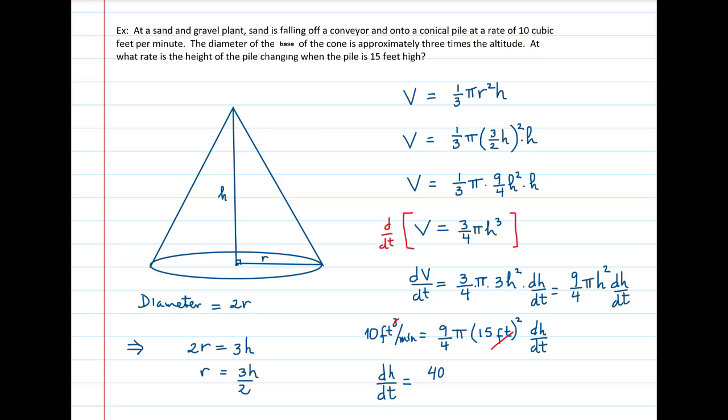that's how the feet squared cancels out, leaving us with just feet over minutes. And we simplify it into 40 over 9 times 225 feet per minute. Of course, you can put this in the calculator and get an approximation. Don't forget the pi in the denominator. We're just going to leave it in the exact form, simplified as 8 over 405 pi feet per minute.